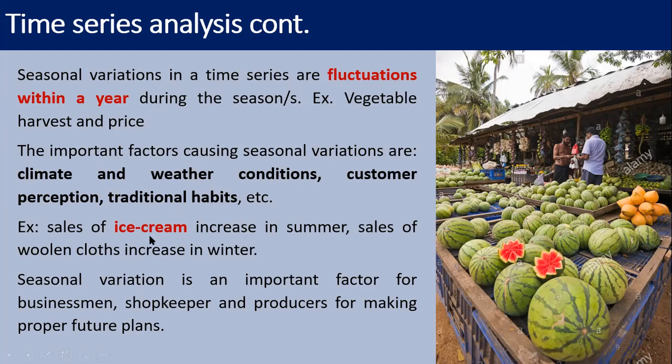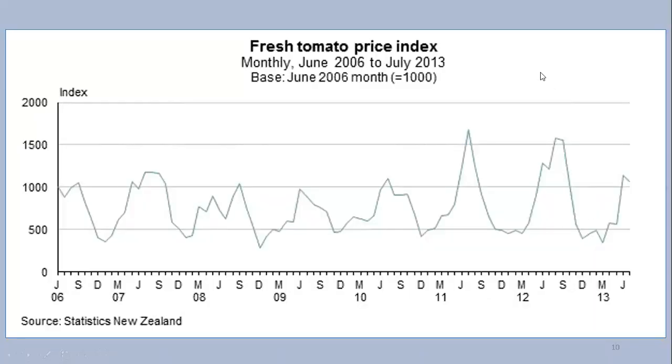Another example is sales of ice cream increasing in summer. In summertime we know ice cream sales are high, but these days we have rain in almost all the countries, so we are probably not going to eat ice cream, and the sales of ice cream are not much. Sales of ice cream increase in summer, but sales of woolen clothes increase in winter. Likewise, we have some seasonal variation.